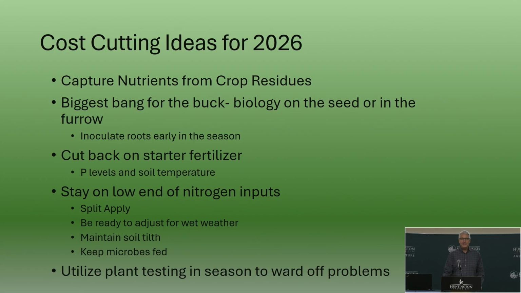Maintain soil tilth. That's just huge if you want to reduce inputs. That soil has to breathe so the microbes can function. And then keep the microbes fed. And that's carbon. We can add carbon through sugars and things, humic acid. But if we keep our plants well fed, the root exudates are going to do the majority of work of feeding the microbes. And then utilize plant testing in season, especially if you're staying on the low end of inputs. You want to make sure that you don't cheat the plant. So if we monitor it through the season, it gives us a chance to adjust.